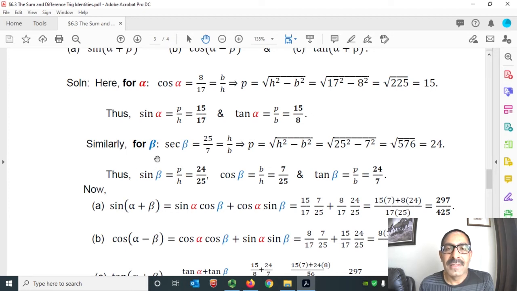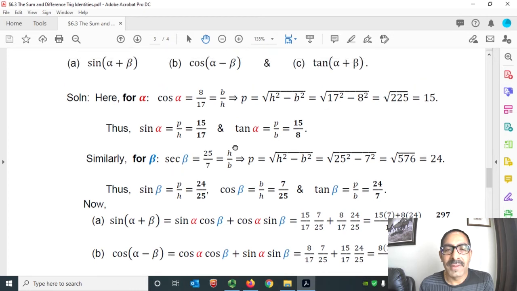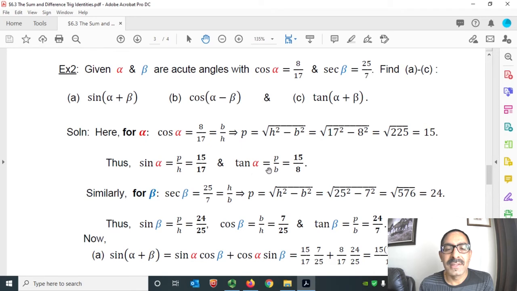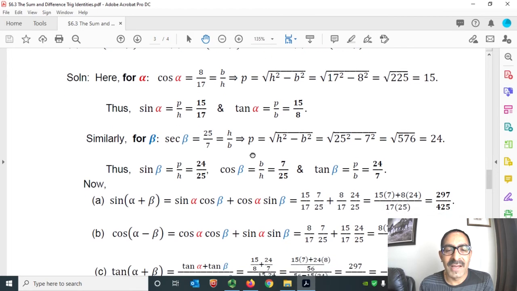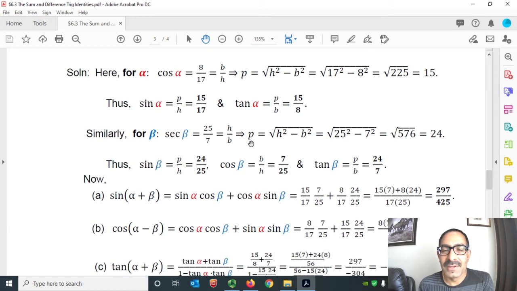Similarly, let's work for angle beta. We are given secant beta equals 25 over 7. So secant beta is 1 over cosine beta, that is hypotenuse over base. So h is 25, base is 7. Then again using the Pythagorean identity, we can find the value of perpendicular p, which turns out to be 24. I hope this computation makes sense to you all.